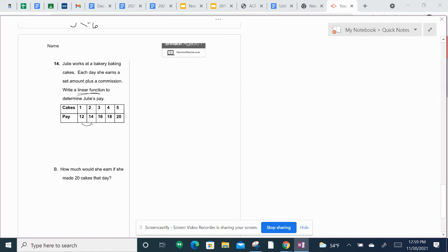So slope is the change in y's. It looks like every change in y here is plus 2. Divided by the change in x's, it looks like every change in x is plus 1. So it looks like my slope here is 2 divided by 1, which is just a 2. Now I choose a point. You can choose any of them. I'm just choosing the first one, and we're going to write our equation. Y minus y, which is 12, is equal to the slope of 2 times x minus 1.